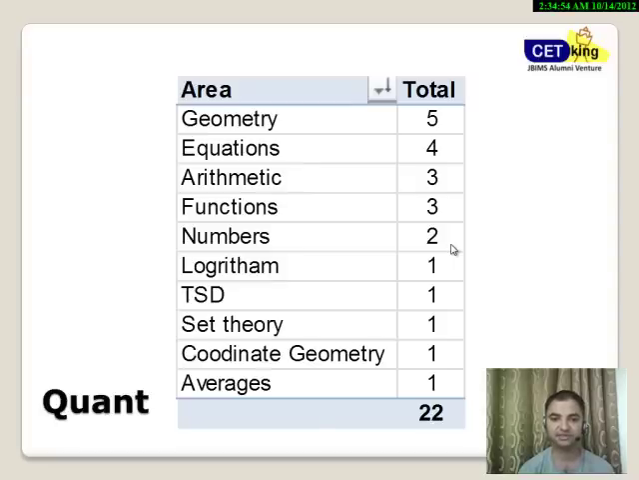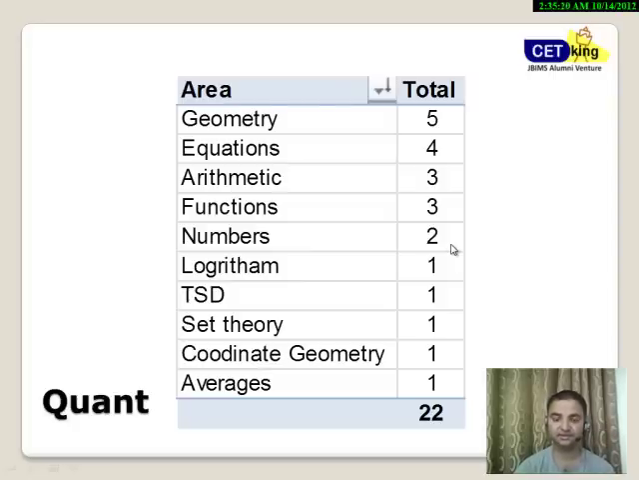That's a surprisingly large number. I'm looking at the CAT papers for the last 6 years, and that's the maximum number of questions from functions I've seen in the paper. One question on logs, one on time and distance, one on set theory, one on coordinate geometry. So coordinate geometry is back in action after a long time. One question on averages. Fine, so that's the overview. In this, geometry was an important part, so it could have been easily done.